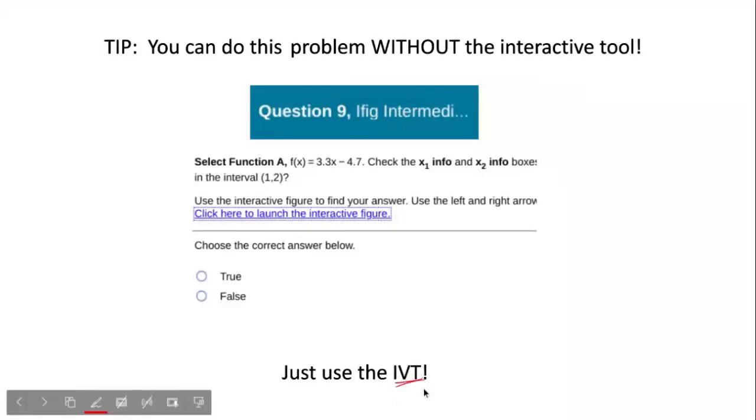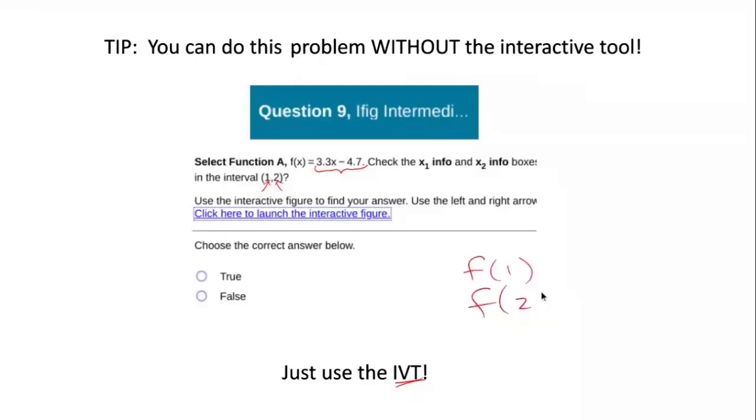You can use the intermediate value theorem. It's asking you if the function, and your function will have different numbers than this one probably, but it's asking you if the function has a 0 between 1 and 2. And you may have different numbers there. So the intermediate value theorem says we can plug in a 1 and we can plug in a 2. And if those both get the same sign, then we're going to say no, it's false. And if we get a positive and a negative, then it's true.